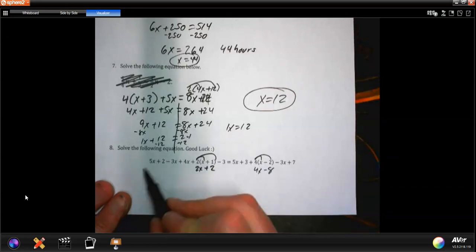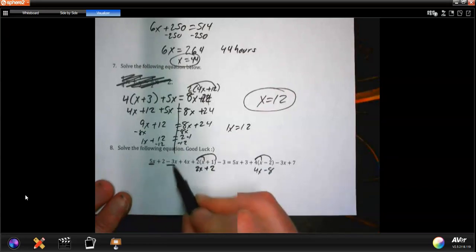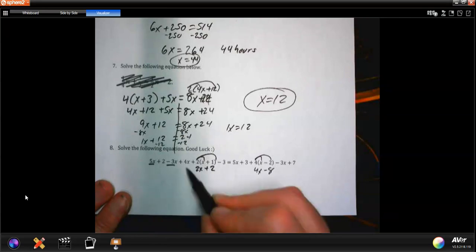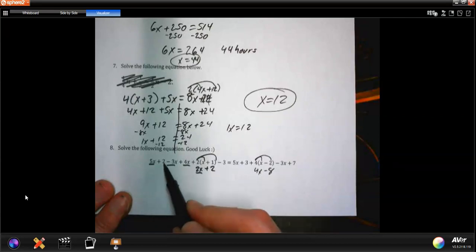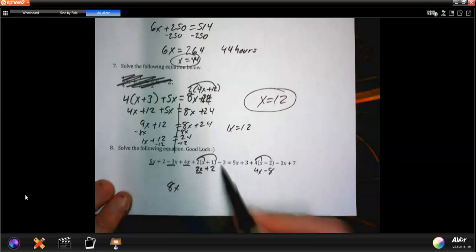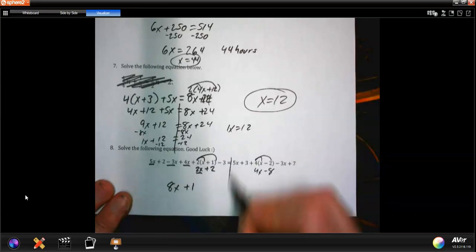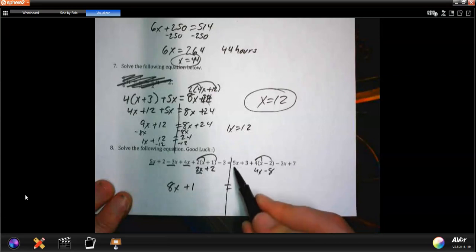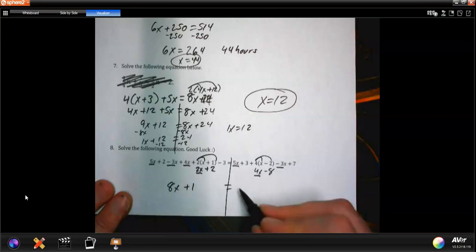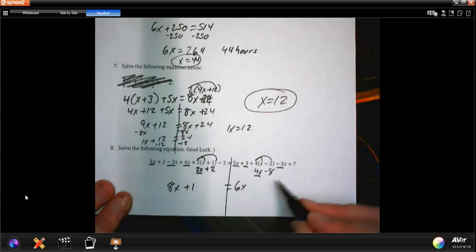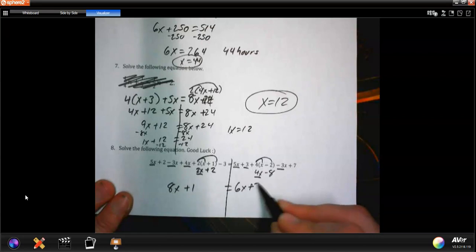Now we combine like terms. 5x minus 3x is 2x, plus 4x is 6x, plus 2x is 8x. 2 plus 2 is 4, minus 3 is 1. And now 5x plus 4x is 9x minus 3x. 5 plus 4 is 9 minus 3 is 6x. 3 minus 8 is negative 5 plus 7 is 2.